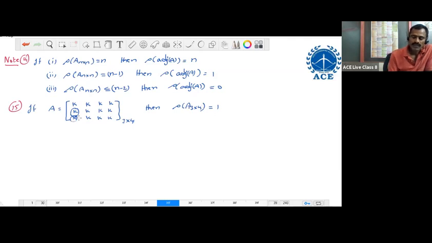From this, we can say that in any order matrix, if all the rows are the same or all the elements are the same, the rank of the matrix is equal to 1 directly.